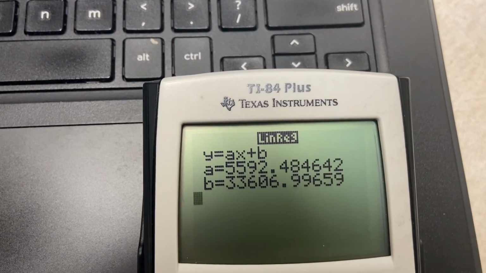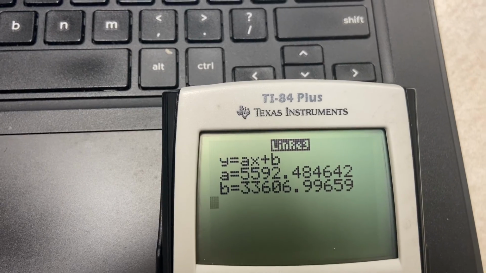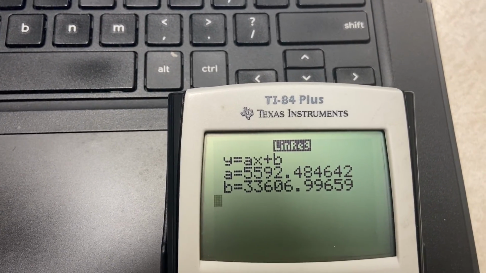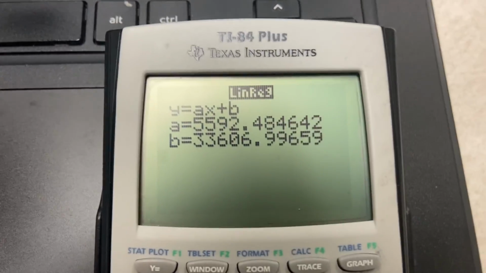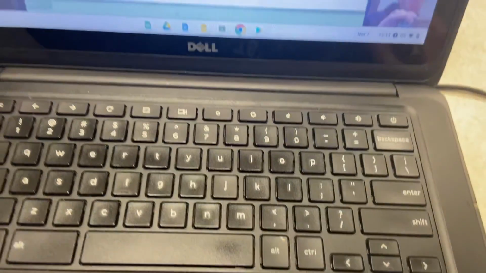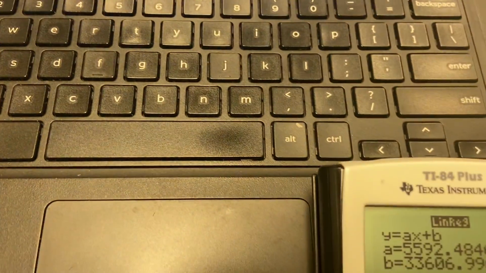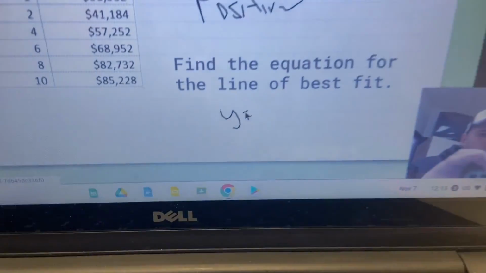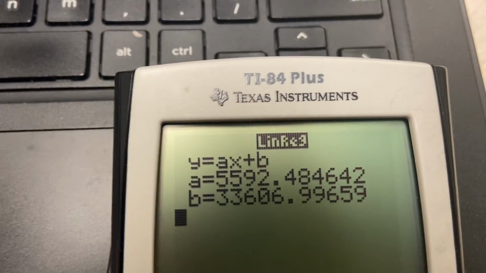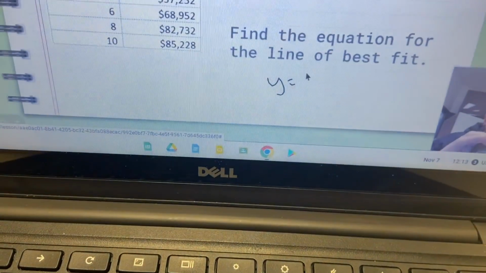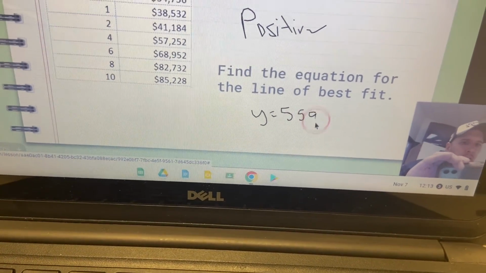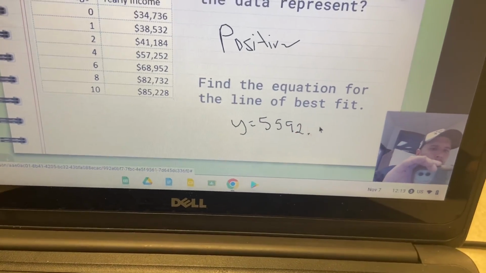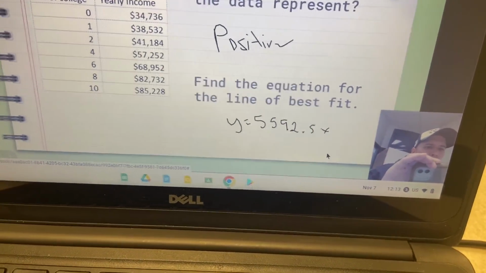And there it is. Something's not right there. No, that's right. So let's round these to the nearest tenth because I got kind of nice numbers here. Let's write out y equals 5592.5x.